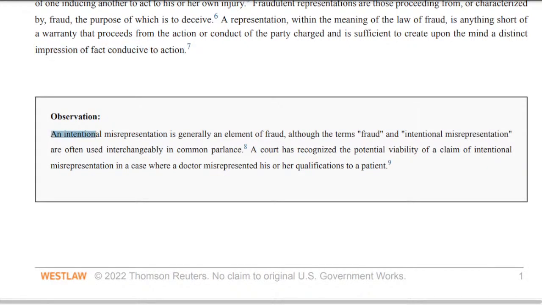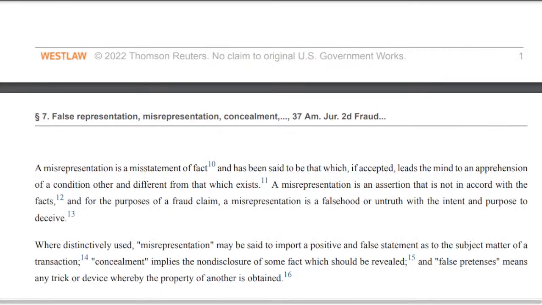Observation. An intentional misrepresentation is generally an element of fraud, although the terms fraud and intentional misrepresentation are often used interchangeably in common parlance. A court has recognized the potential viability of a claim of intentional misrepresentation in a case where a doctor misrepresented his or her qualifications to a patient. So there you go, intentional misrepresentation. So there it is.